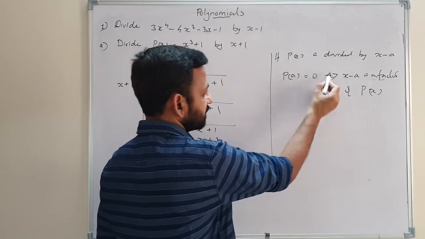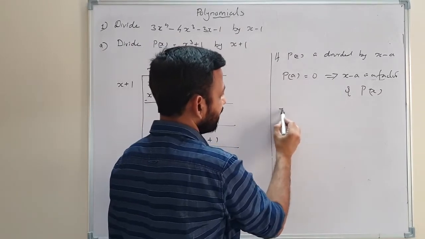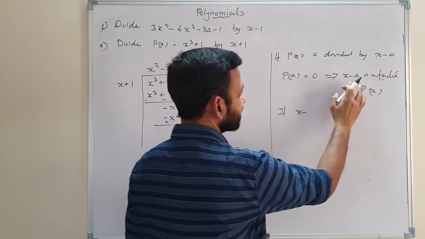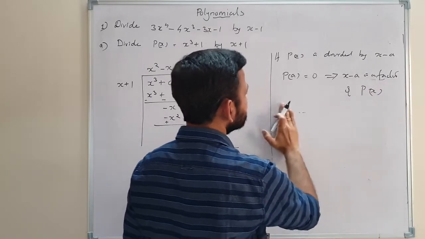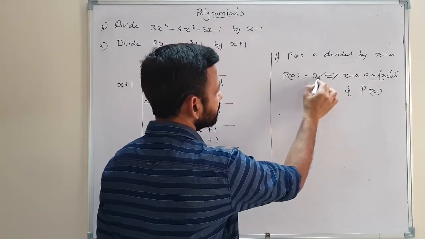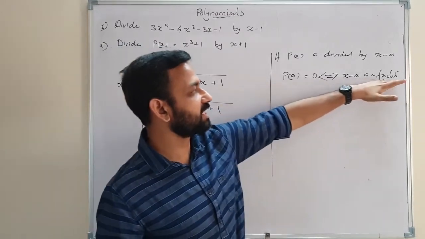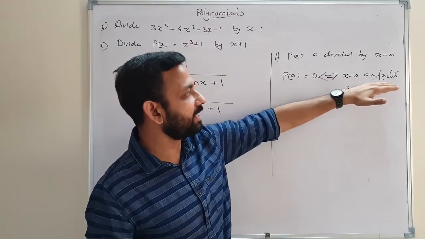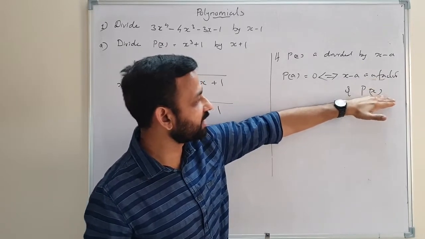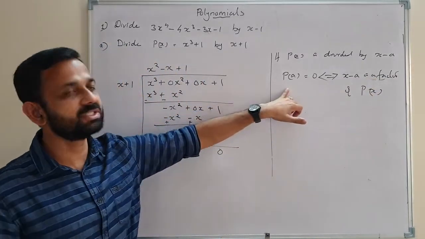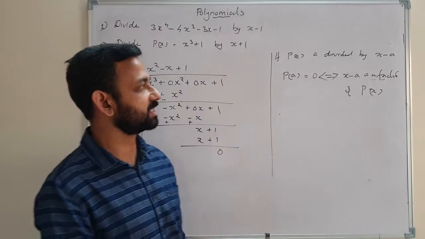And similarly, if x minus a is a factor of px, then the remainder will be 0. So both the ways. If remainder equal to 0, x minus a is a factor of px. And if x minus a is a factor of px, then the remainder will be 0. So that is called a factor theorem.